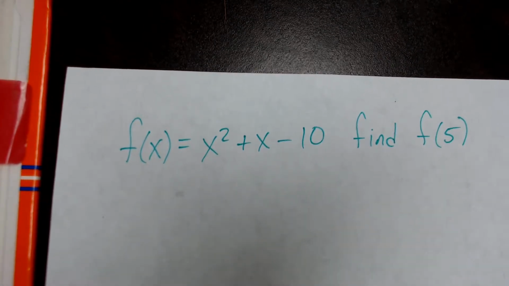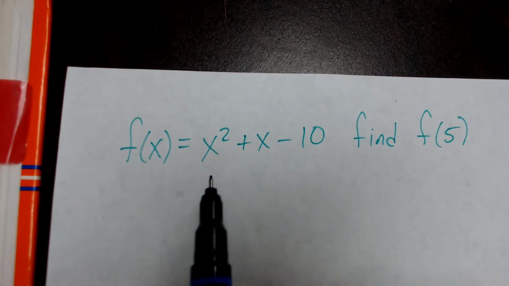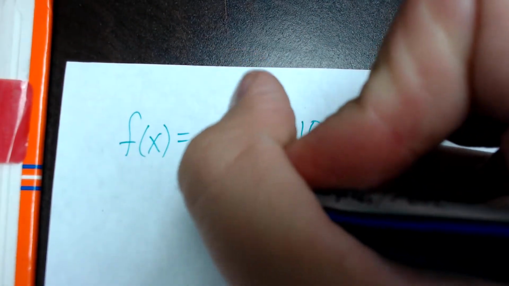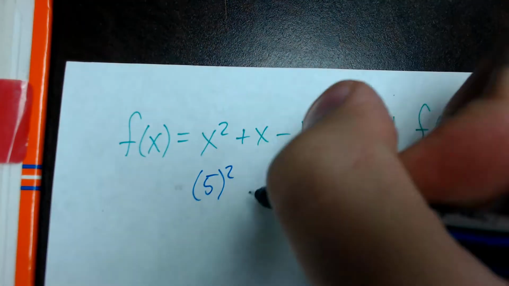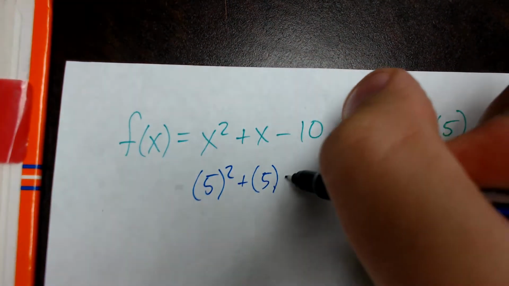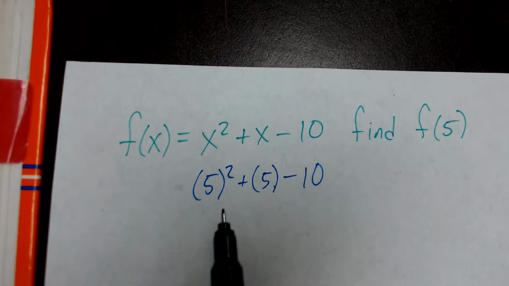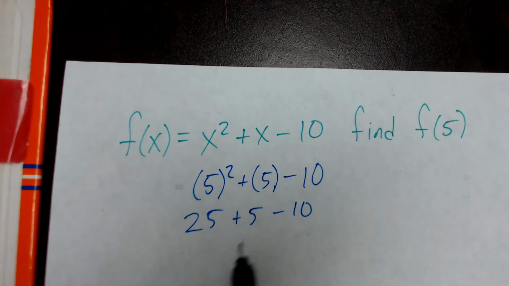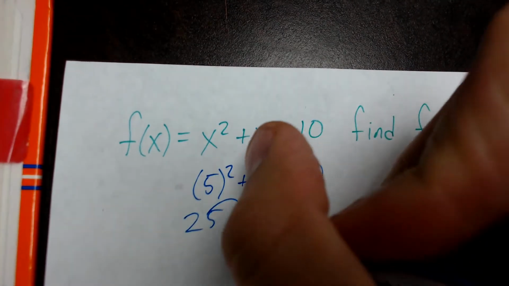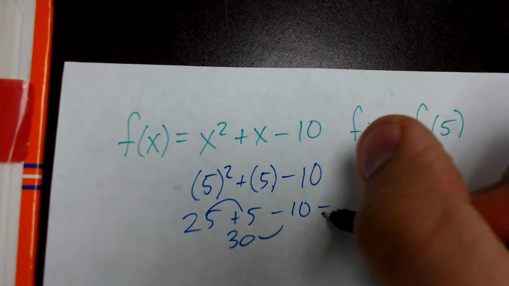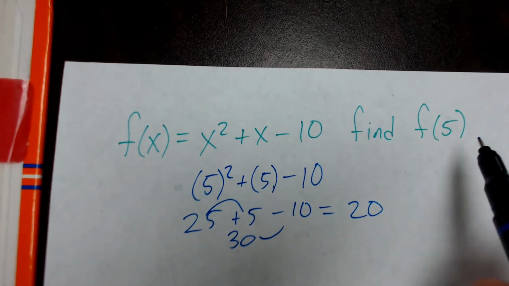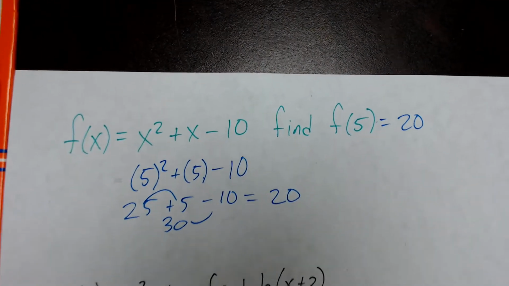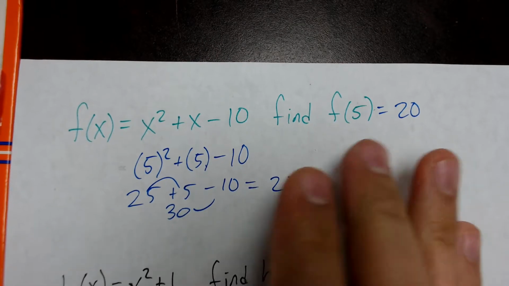So just like I said, all we're going to do is take this function, and instead of writing x, we're going to plug in the number 5. So instead of writing x squared, I'm going to write 5 squared. Instead of writing plus x, I write plus 5, and then minus 10. From here, all I have to do is solve. 5 squared is 25, plus 5 minus 10. 25 plus 5 is 30. 30 minus 10 is 20. So the answer to f of 5 is 20. Right? So that's one way that you'll see this problem. They'll give you a number, and you have to plug it in.